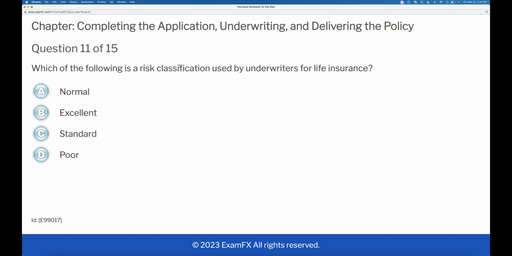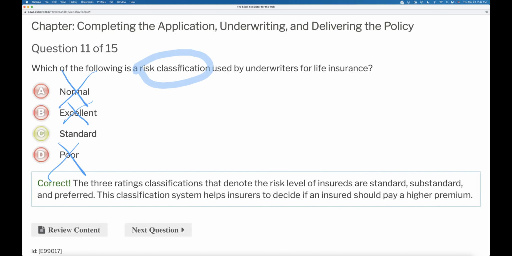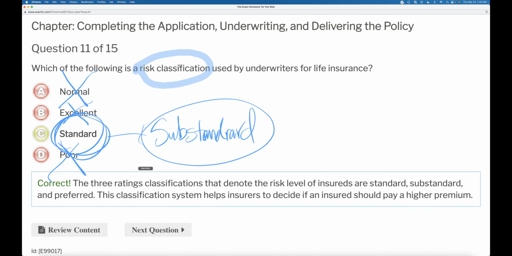All right. Which of the following is a risk classification used by underwriters for life insurance? It is not normal. There's no such thing as poor. There's no such thing as excellent. The answer is C. So I'm going to write them down here for you, okay? There's standard risk. Then there's substandard risk. And then there's preferred risk.